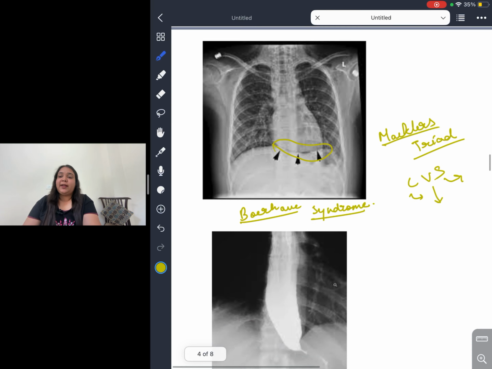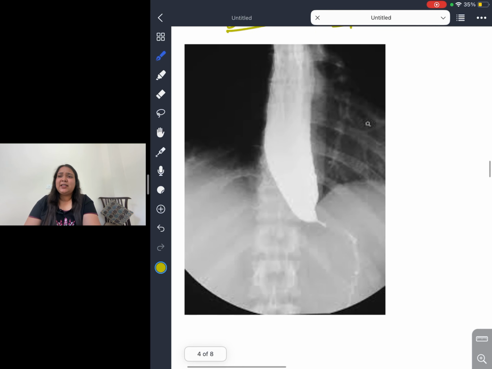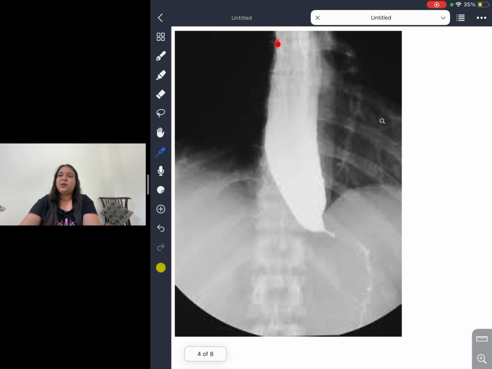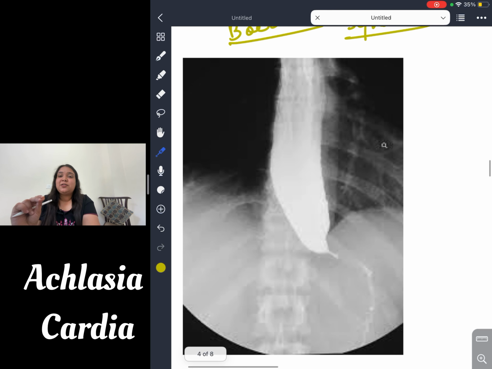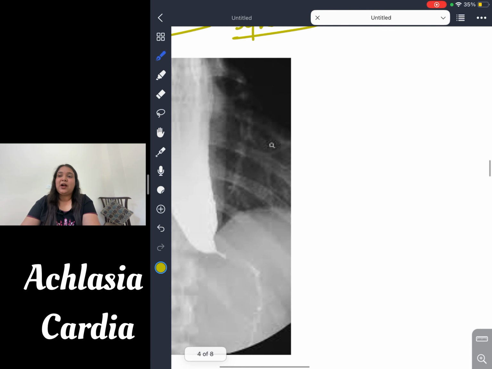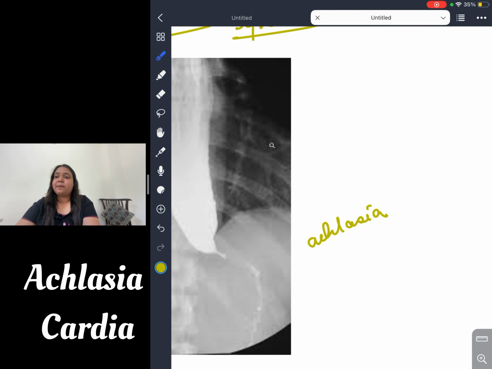Now, if you go to the next image, this is a very easy image actually. You can find a bird beak appearance or a rat tail appearance on a barium swallow. This is an image of esophageal achalasia cardia. Here you can find a bird beak or a rat tail appearance on this barium swallow.